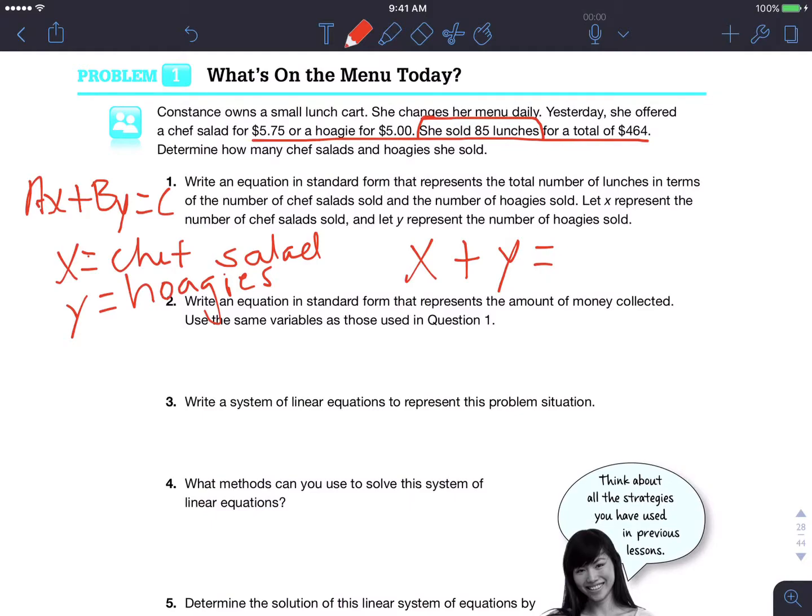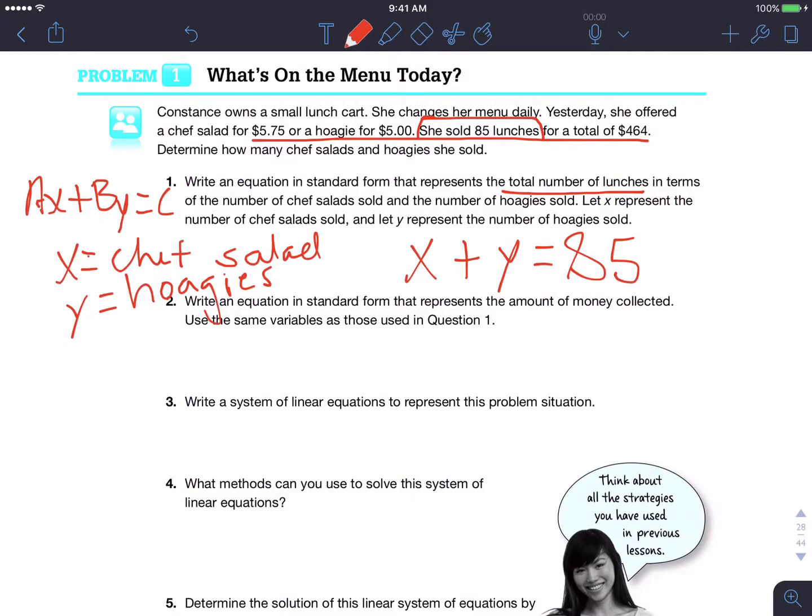So this is the tricky part. Are we going to do the 85 lunches or are we going to do the $464? So that's where people might get confused. But what you're going to do is put down the 85 lunches because it even tells you here total number of lunches. Okay? There you go. There's your answer for number 1.